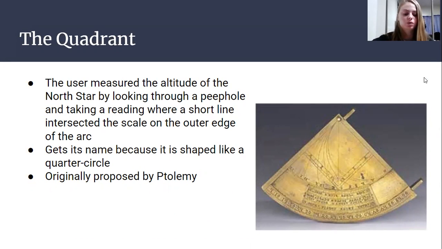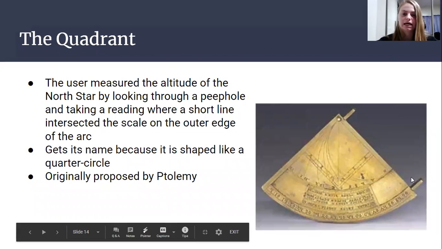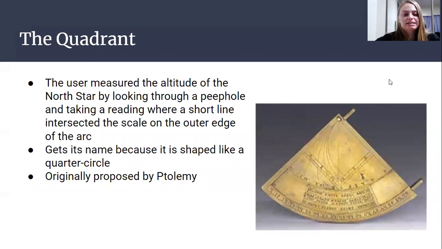With the quadrant, the user would measure the altitude of the North Star by looking through the peephole, which is this part on the side. And they would take a reading where the short line intersected the scale on the outer edge of the arc. So just reading that, it makes no sense at all.